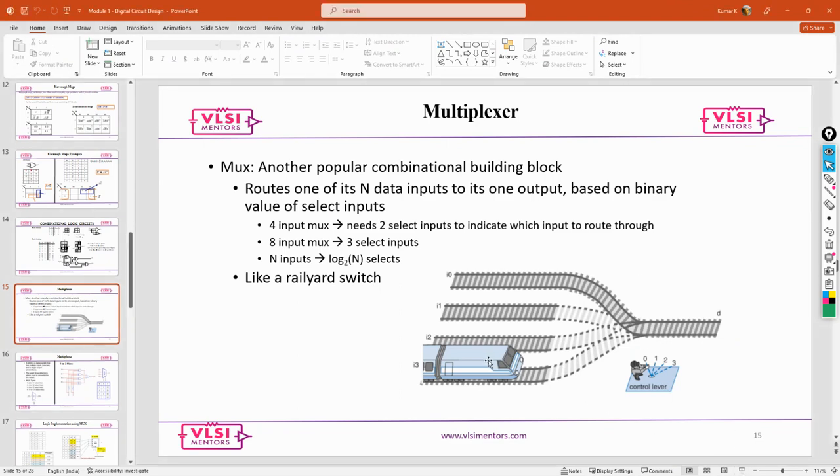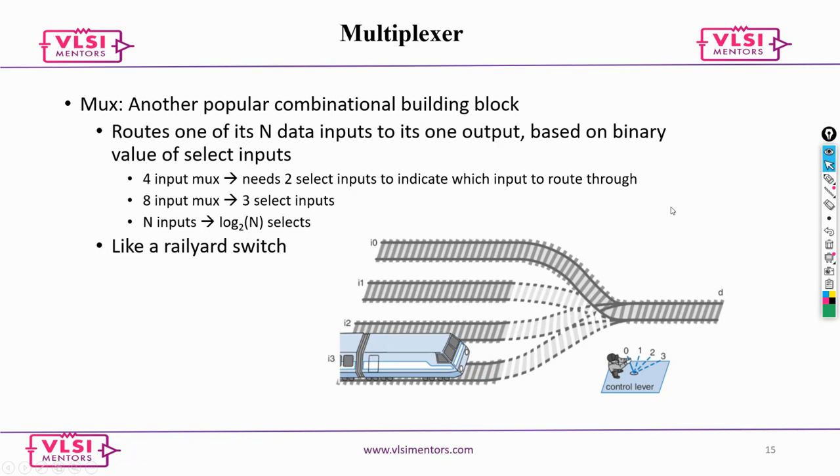Now the next important thing that we will be looking at is something called a multiplexer. So what is this mux? Many inputs and one output. Now how do you decide which input should go to the output? That is something that we call the select line.